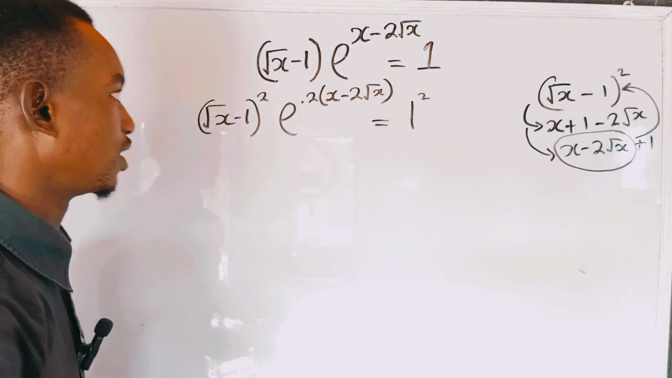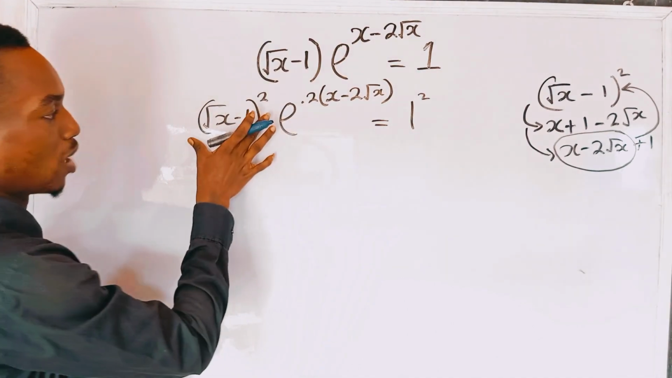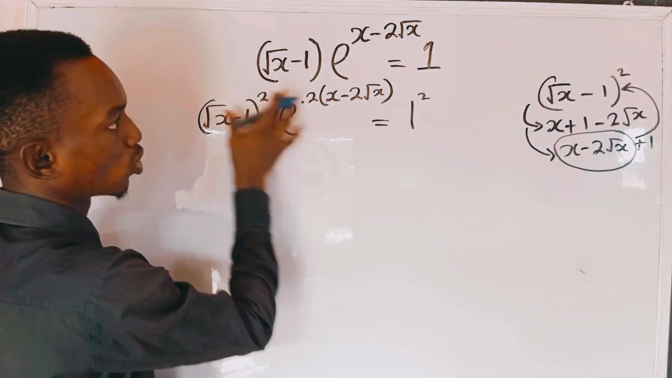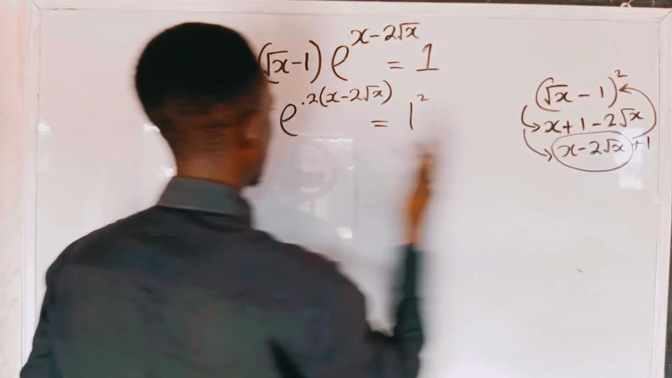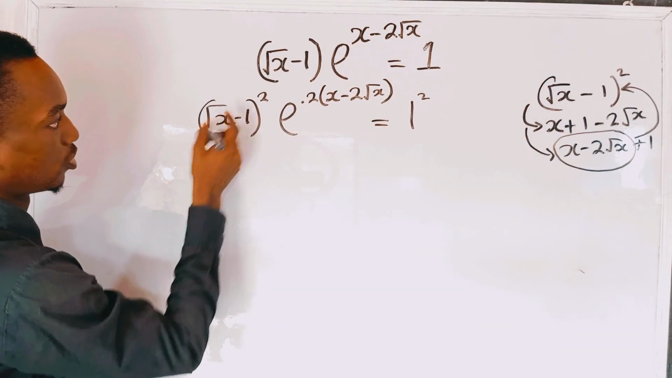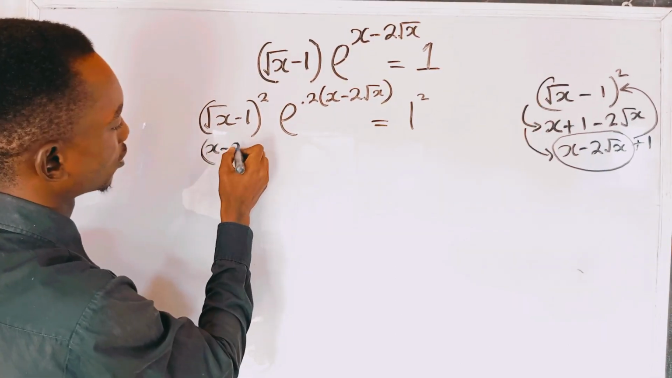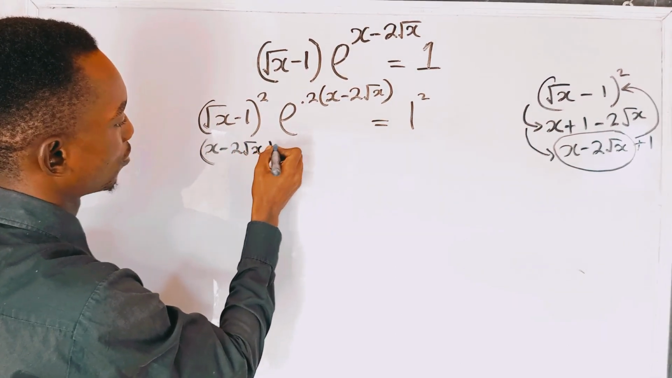So just have to make it a little bit faster. Now, as I've squared this here, I can now use the substitution. This squared will give me everything here. So let me write that here. So instead of this now, I'll be having x minus 2 root x plus 1.